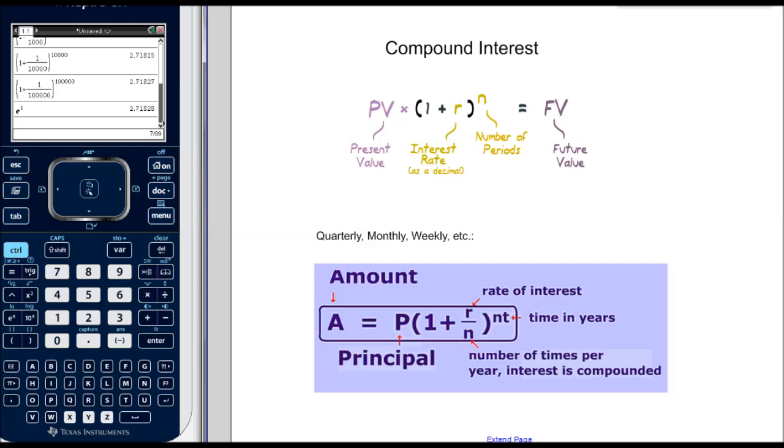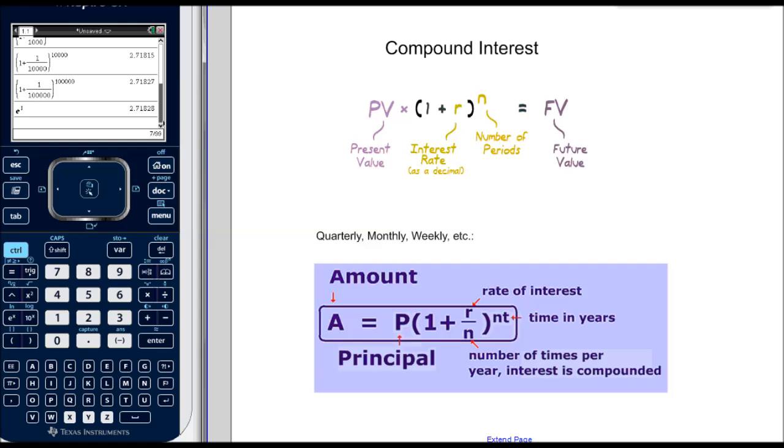We're going to go through some examples and look at where this number comes from. How does it arise naturally? To do that, we're going to need to look at compound interest. These are just two different ways of presenting the same formula. So compound interest, we can take our present value and multiply it by 1 plus the interest rate as a decimal and take it to the number of periods that our interest is compounding over.